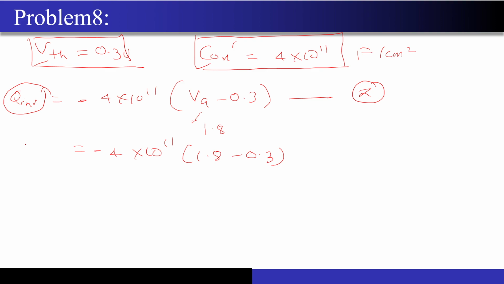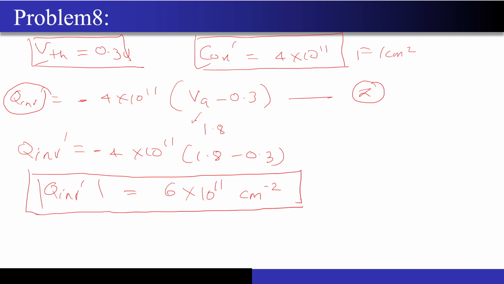So if you find out this value, this Q inversion dash, if I just take the magnitude on both the sides just for simplification, this will be coming out to be around 6 into 10 to the power 11 per centimeter square. I hope this question was clear to you. A very important question, a little bit tricky if you had just studied semiconductors till now, right?